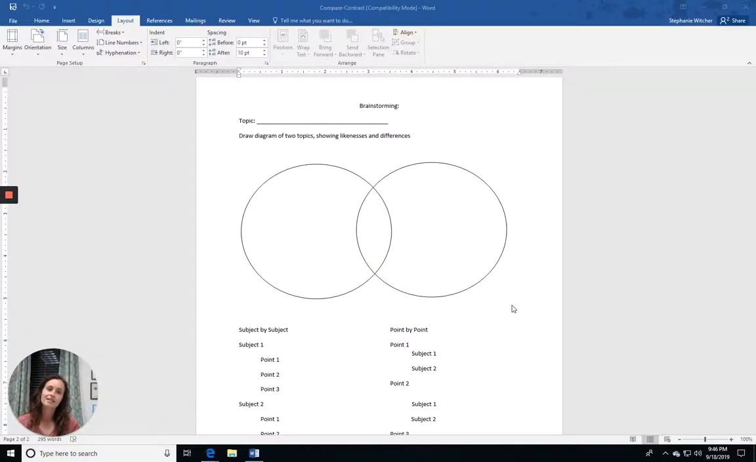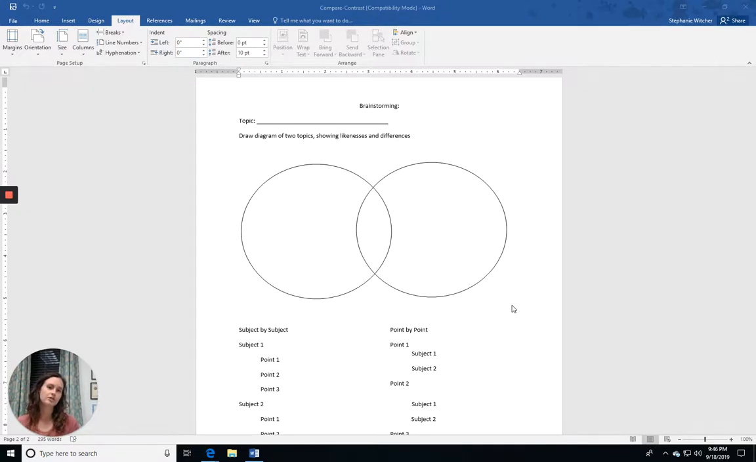Everybody, let's talk about compare contrast. So the idea with compare contrast is to analyze how things are alike and how they are different. The reason that we write this type of paper is to show that we understand the idea of similarities and differences. Sometimes we also talk about this in terms of advantages and disadvantages.